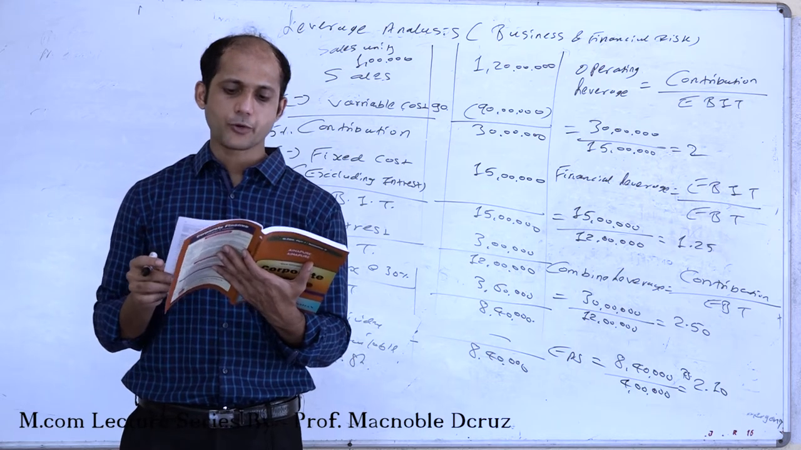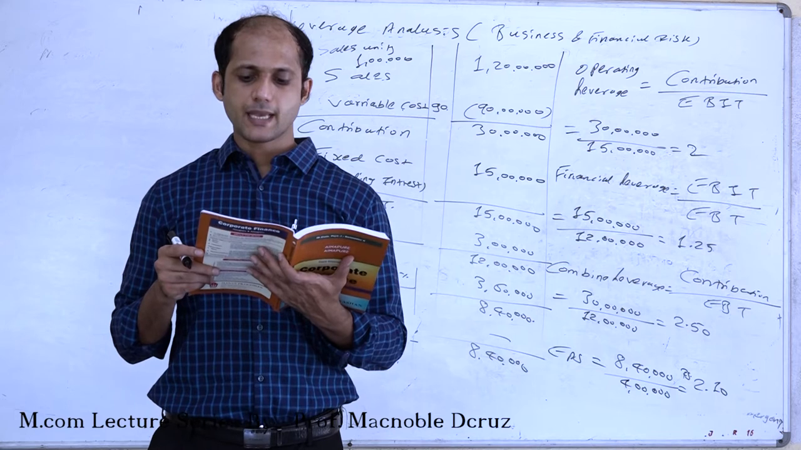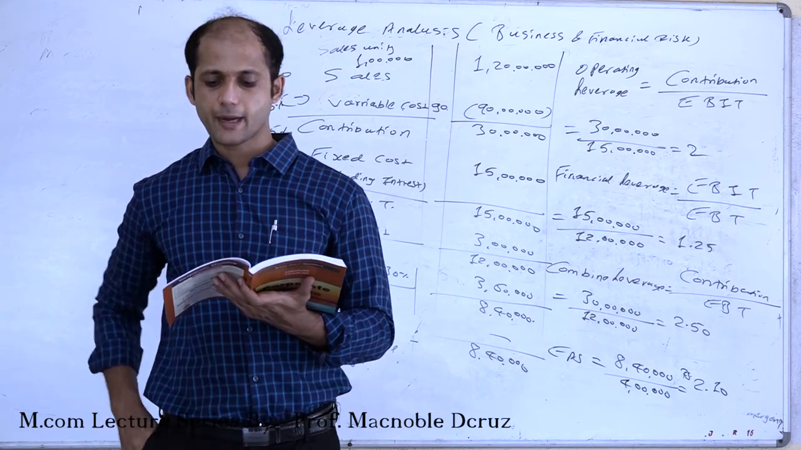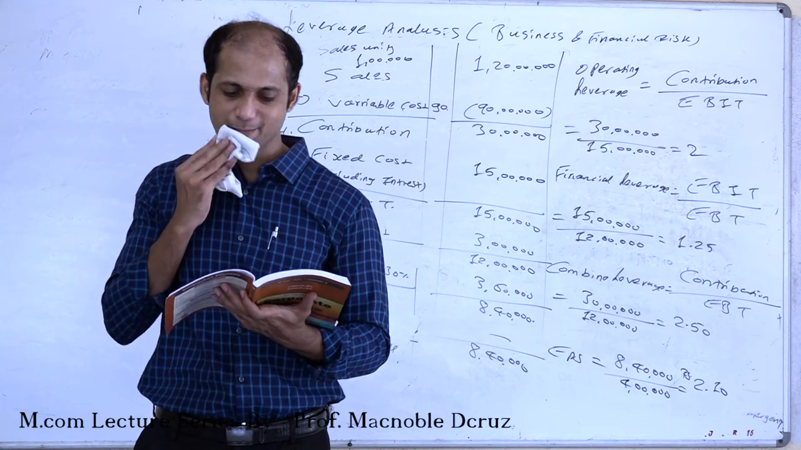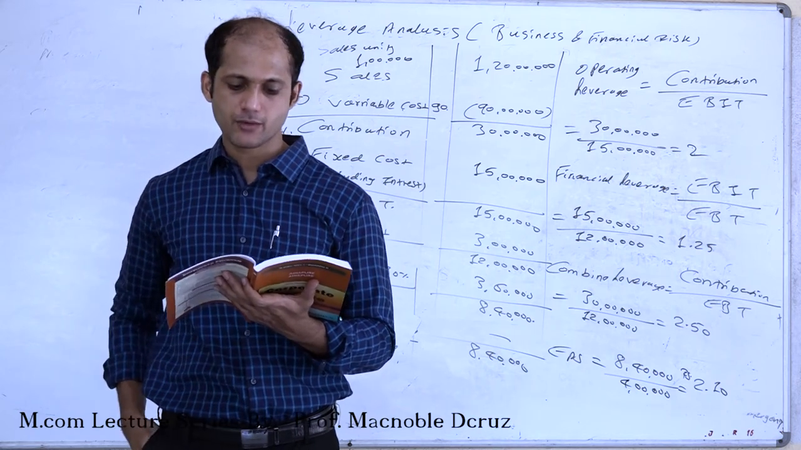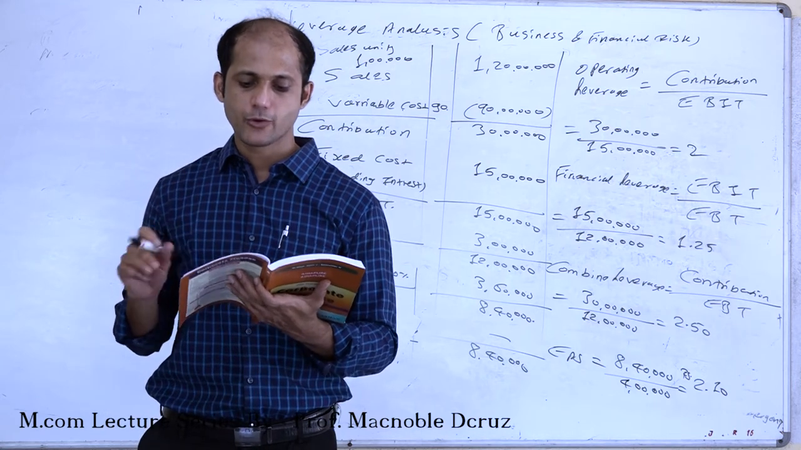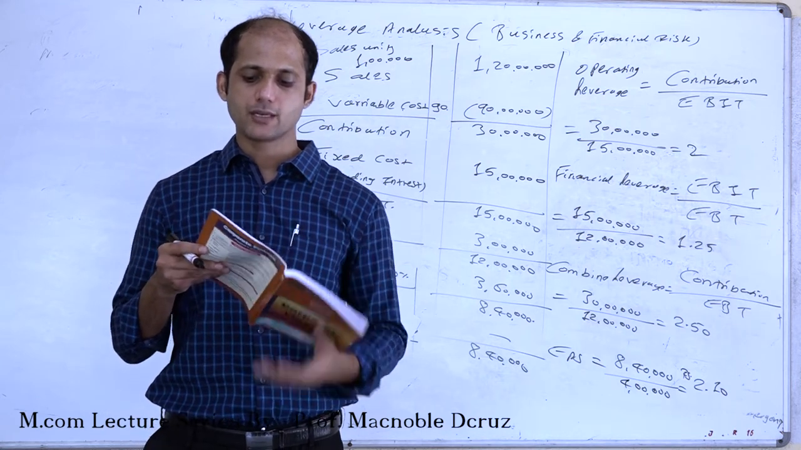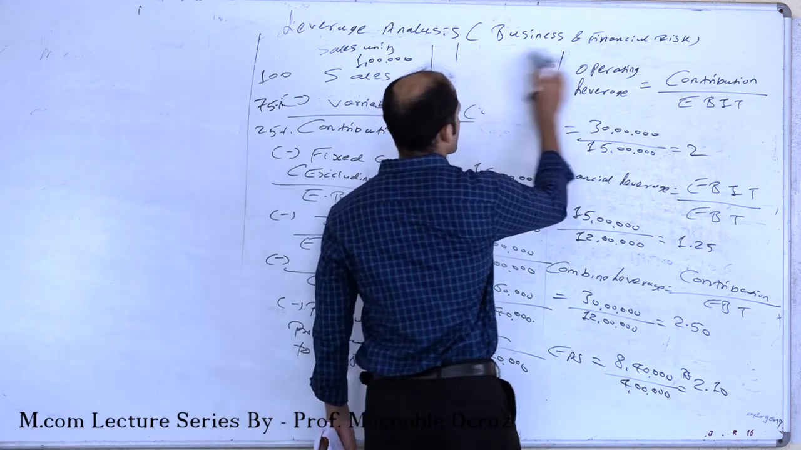Yes. I will go for question number 10 now. The data relating to the following companies and their details are as follows. Equity capital is given. 20% debentures is given. Output per annum is given. Selling price per unit is given. Fixed cost per annum is given. Variable cost per unit is given. You are required to calculate operating, financial and combined leverage.